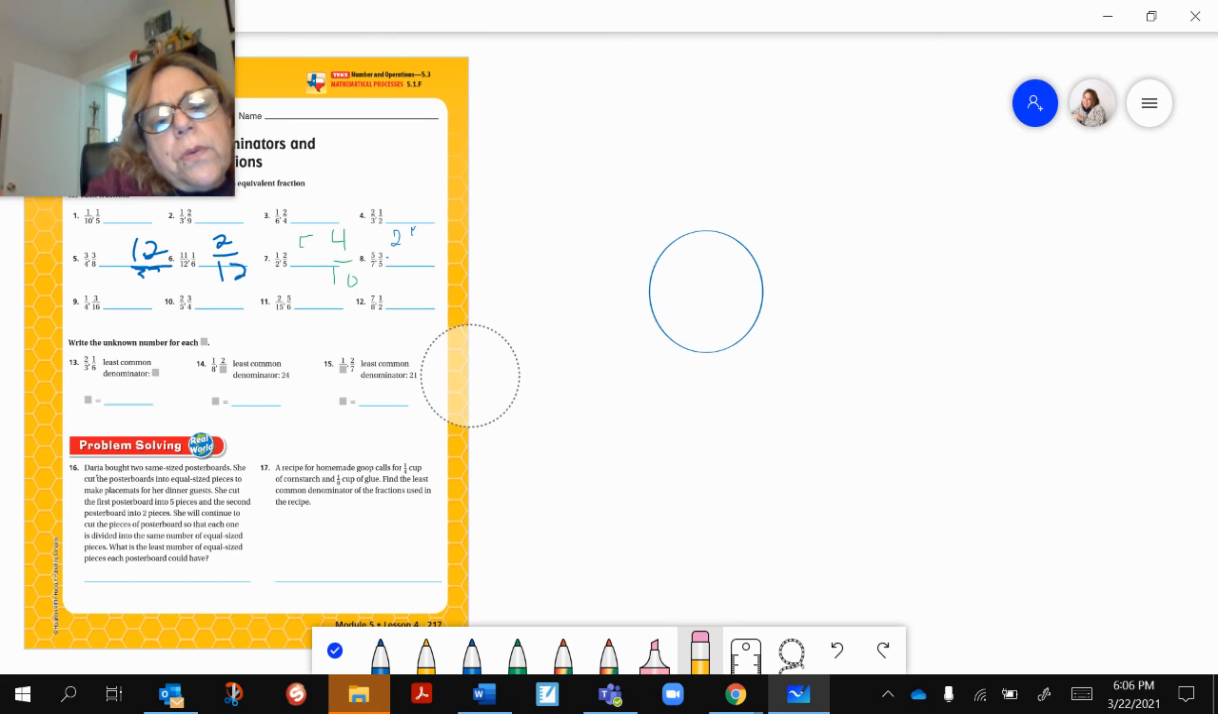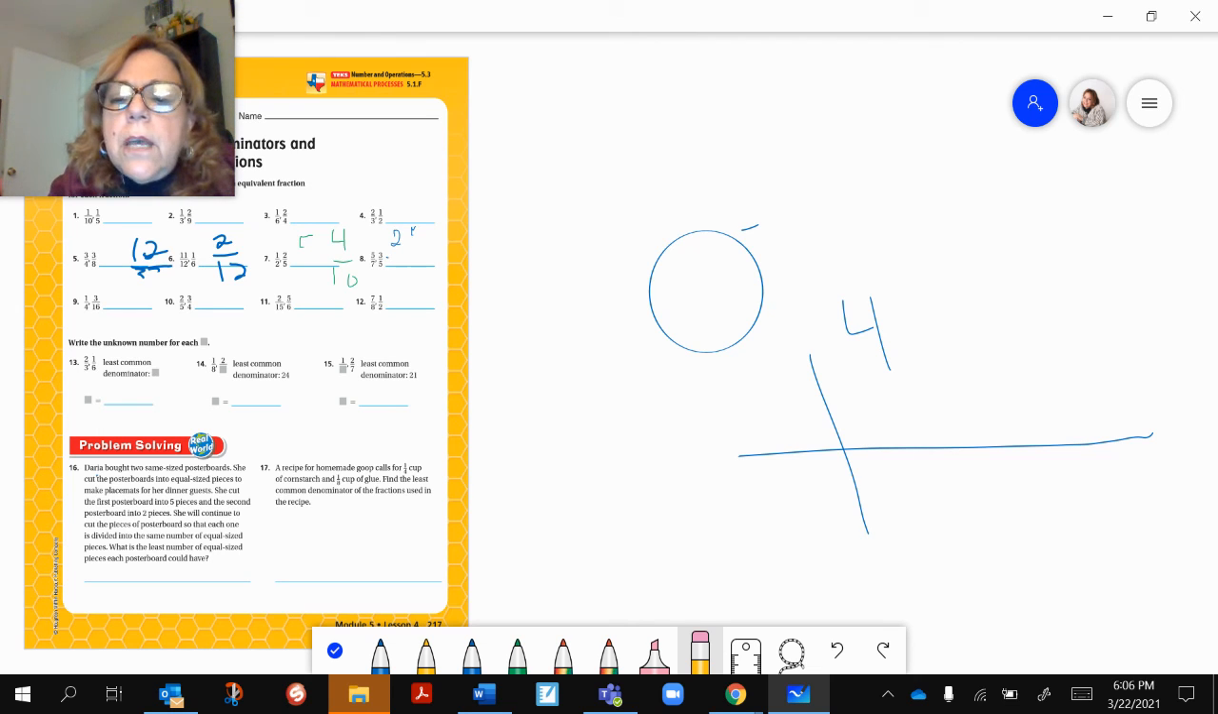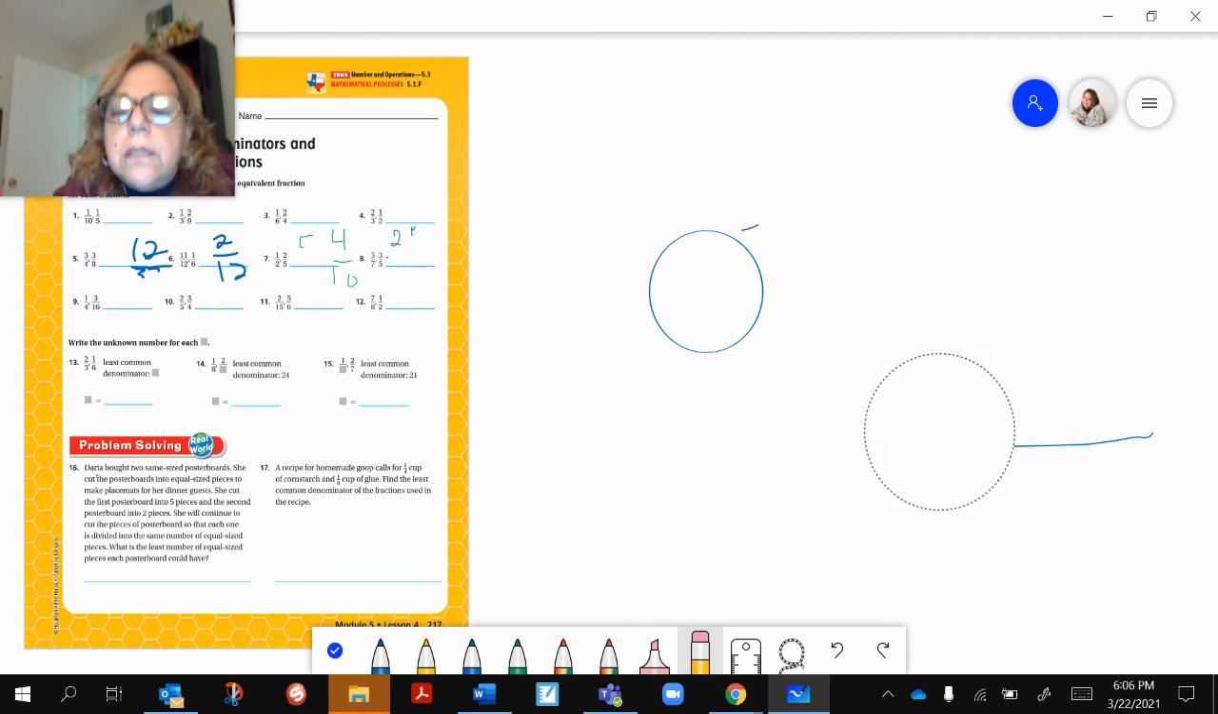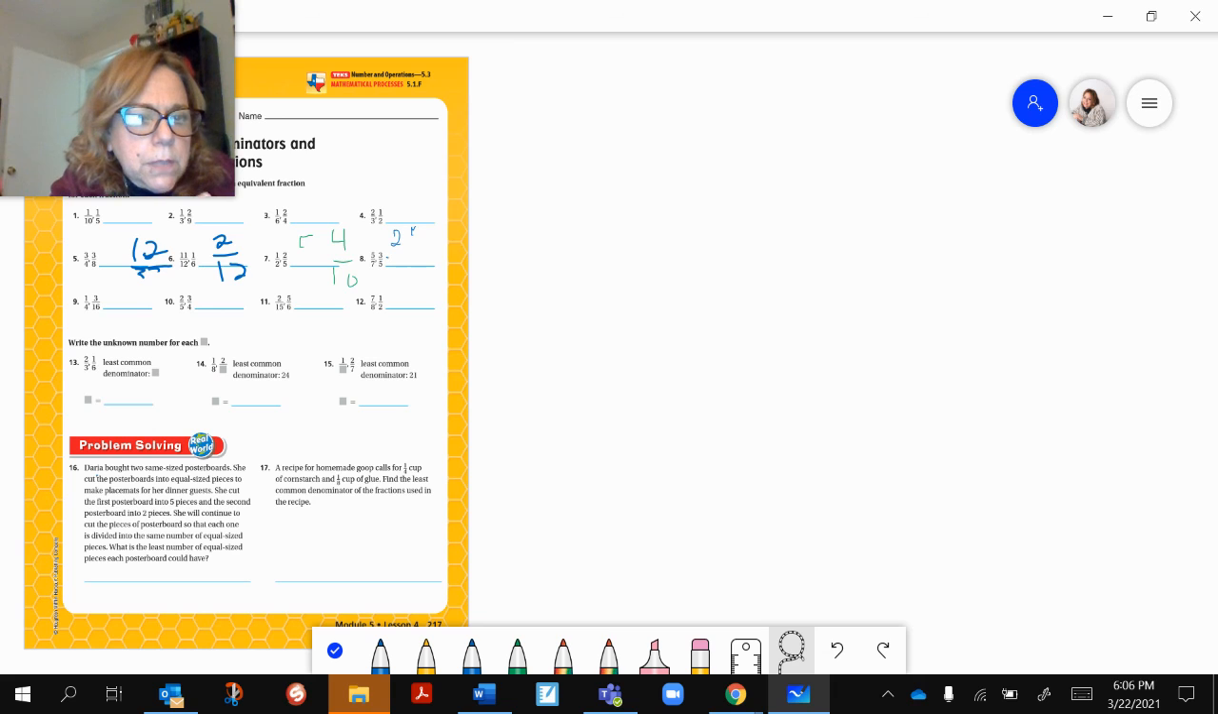All right, so that is practicing on finding that common denominator so that we can tomorrow work on some problems in small groups.